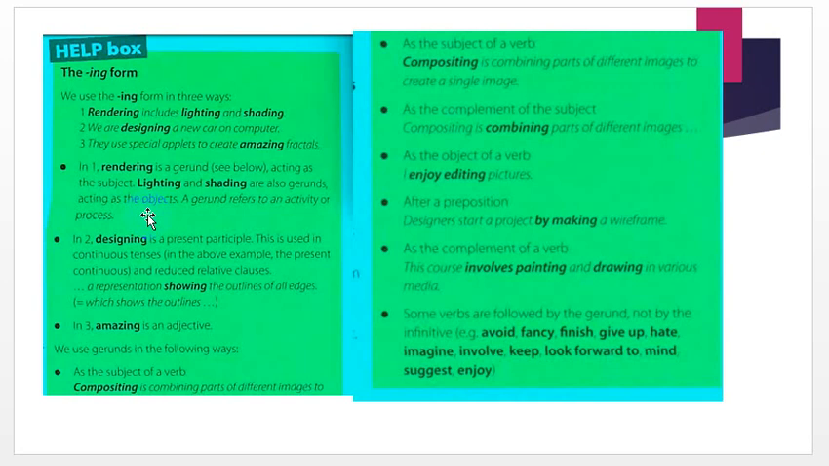Some verbs are followed by the gerund, not by the infinitive. Examples: avoid, fancy, give up, hate, imagine, involve, keep, look forward to, mind, suggest, enjoy. These are the verbs after which we use gerund.